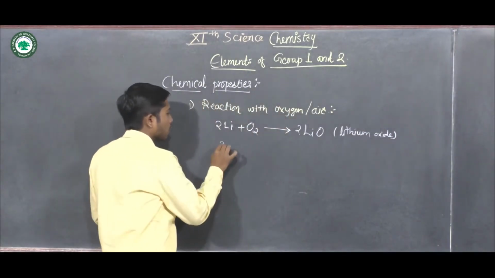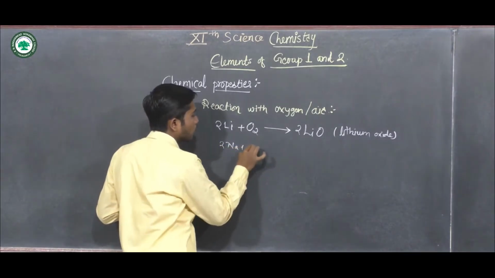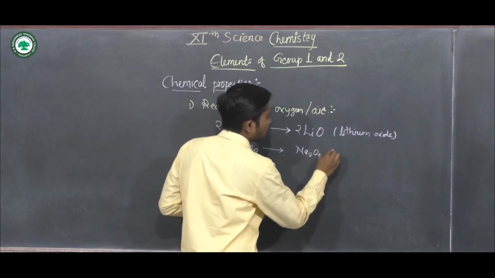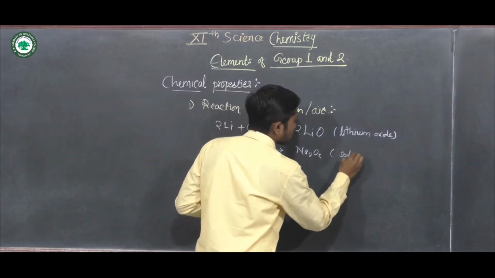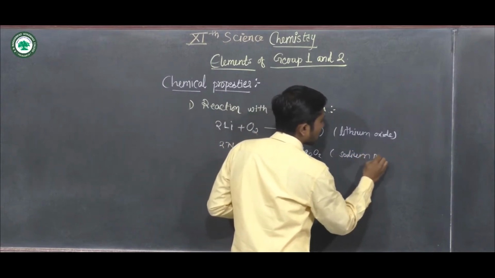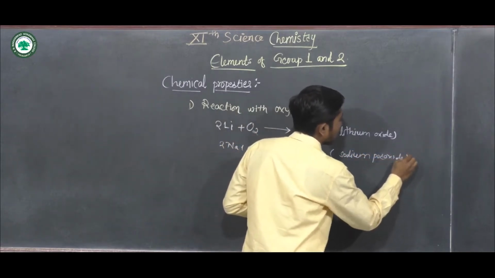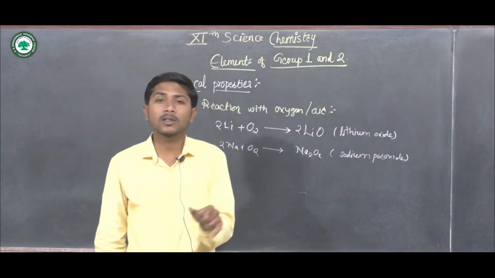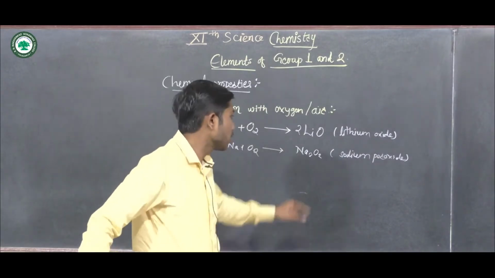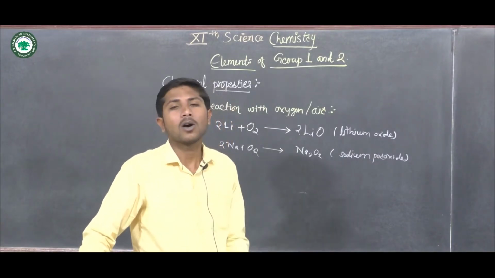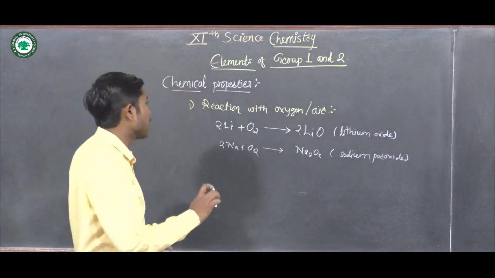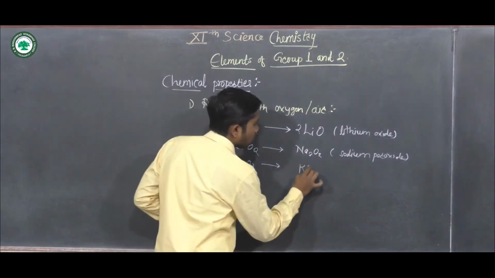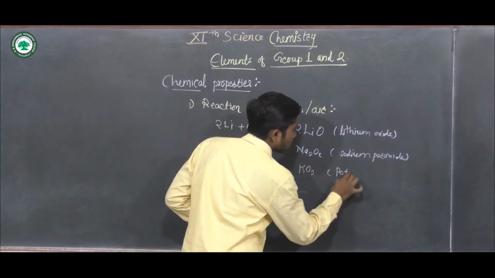Now moving down, the reaction of sodium with oxygen gives sodium peroxide, instead of sodium oxide, when sodium is reacted in the air. And potassium also reacts with oxygen, forming potassium superoxide.